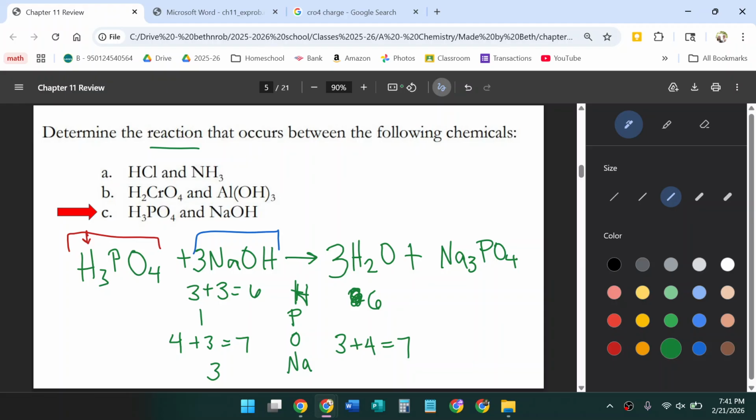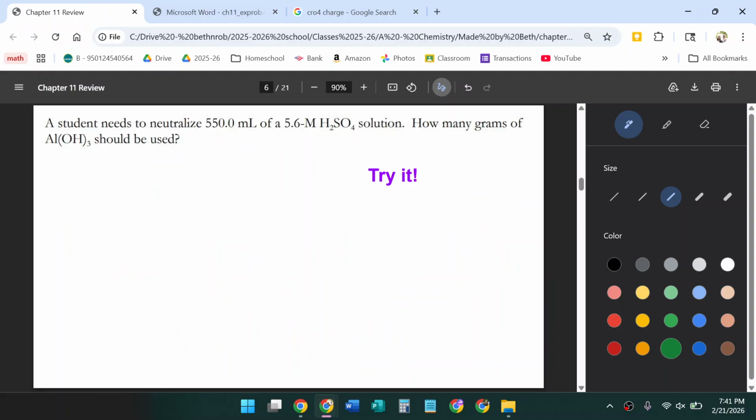The 4 is not on the outside of parentheses, so it doesn't affect the P. And then Na's, we have 3 right here. So 6, 1, 7, 3. Everything checks. So this would be our balanced equation. That's our reaction that's happening between those chemicals. Okay, so you have, I think, some on the test that are like that, where you have to match up that. Okay, the next one starts having you do stuff with it.